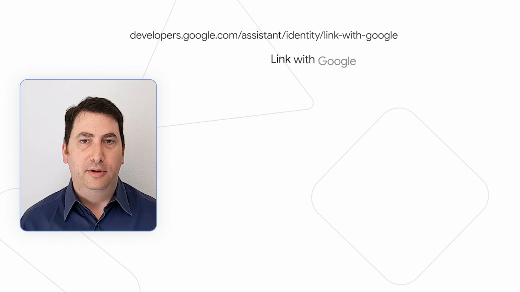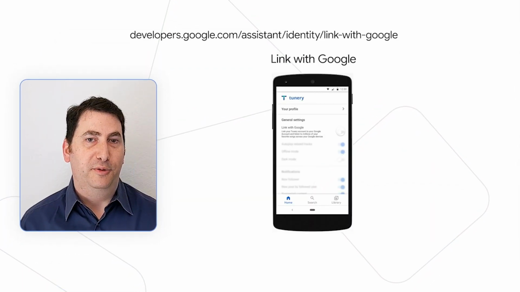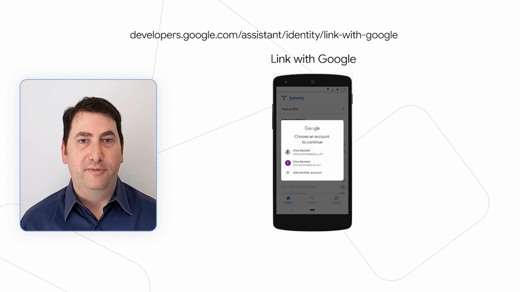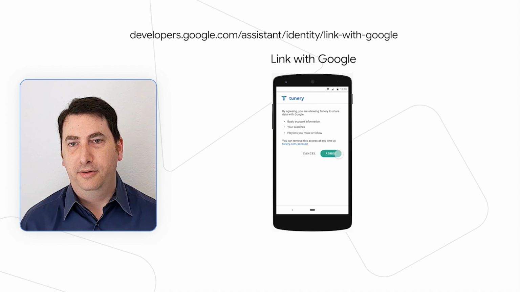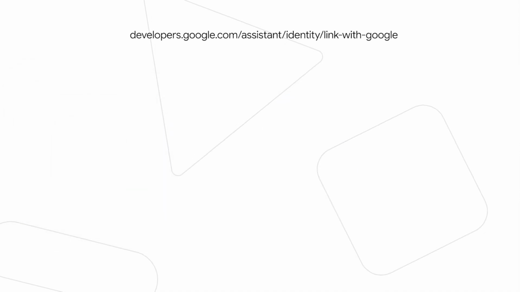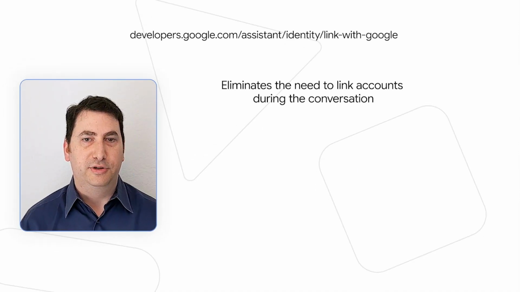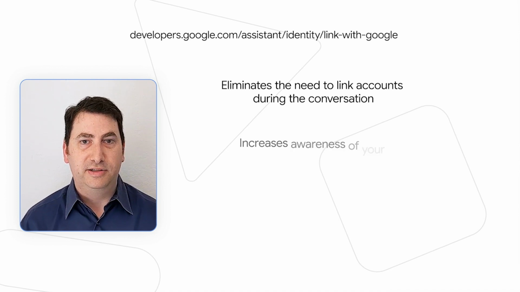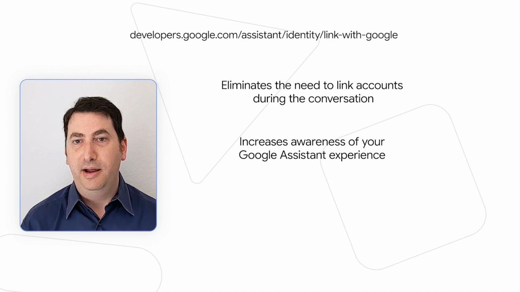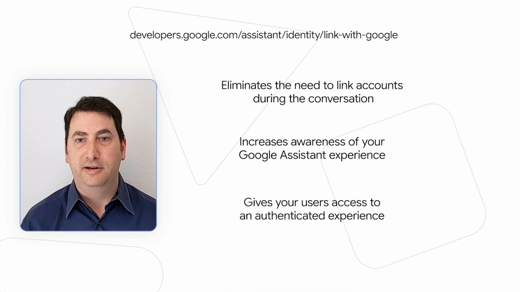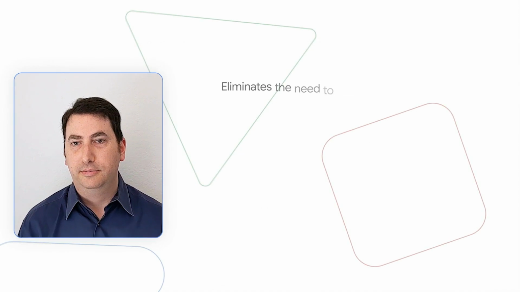First up is Link with Google. A user begins their journey inside a familiar app, yours, where they've already logged in. A few clicks gets them through a complete account linking flow, and they don't have to re-enter their credentials. This eliminates the need to link accounts during the conversation. It increases the awareness of your Google Assistant experience from inside your existing app, and gives your users an authenticated experience when using your action.